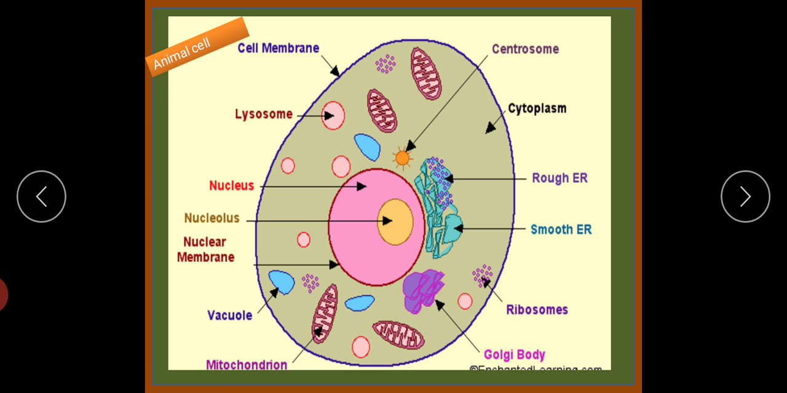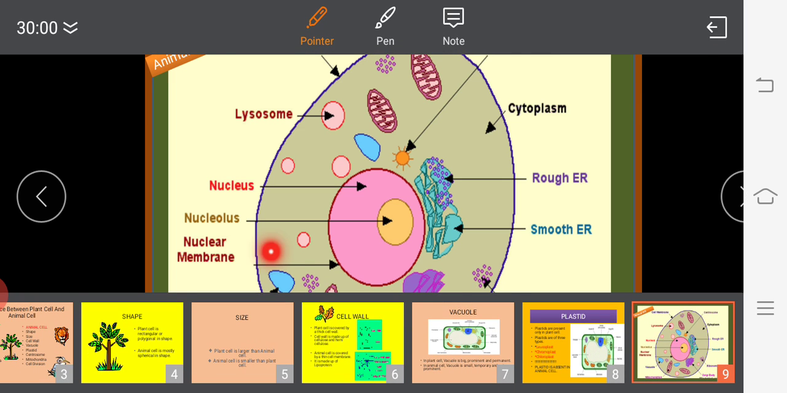See here in the animal cell, this is the structure of the animal cell. Here you don't find any plastid, right? And these vacuoles are also small, and there is no outer cell wall. There's a small vacuole here, a small vacuole here, this blue one, right?